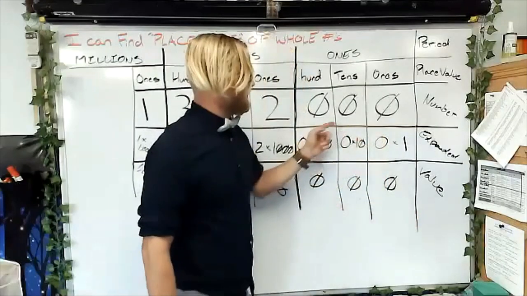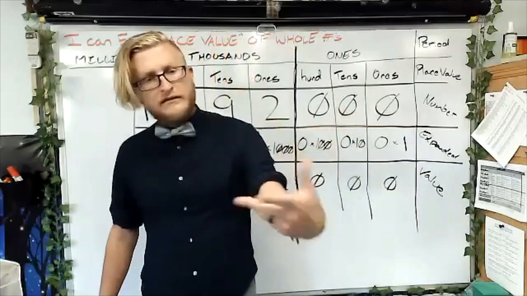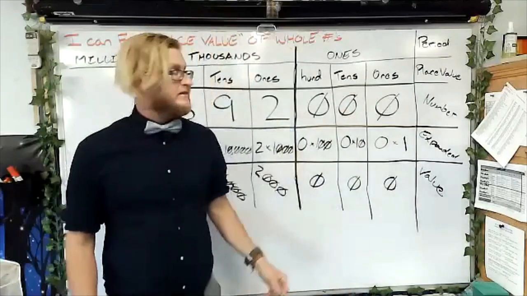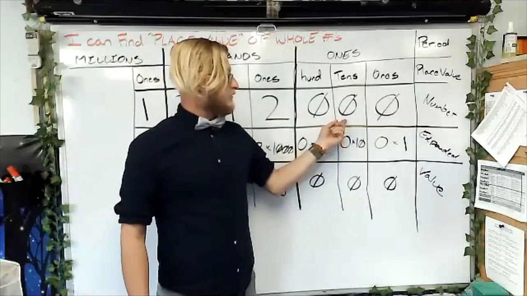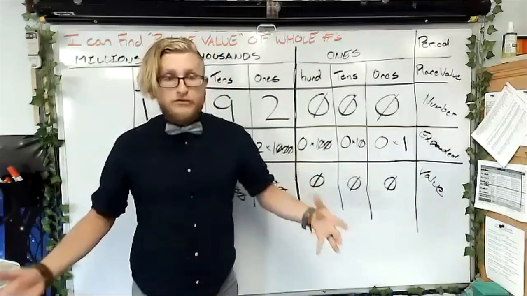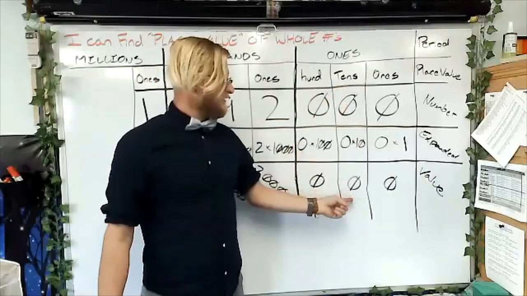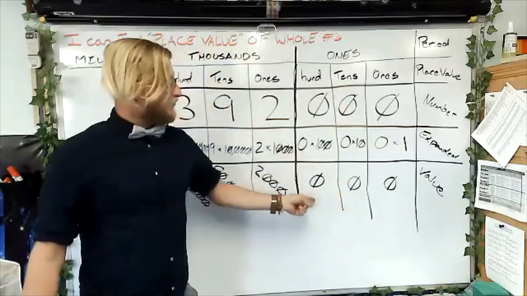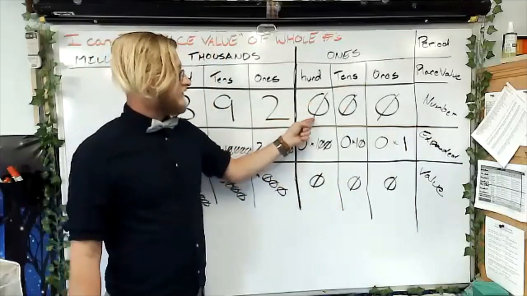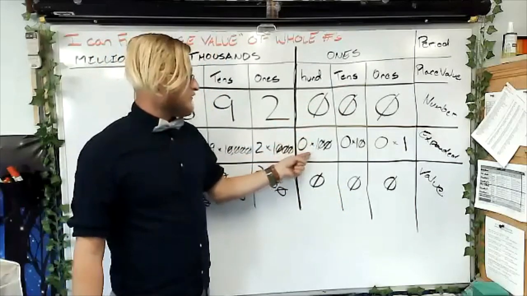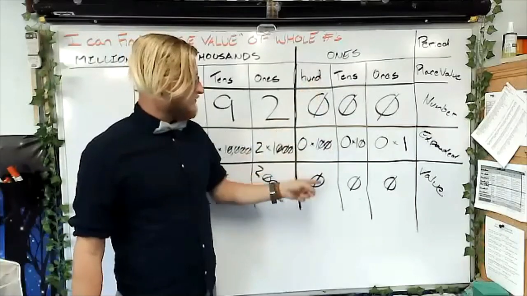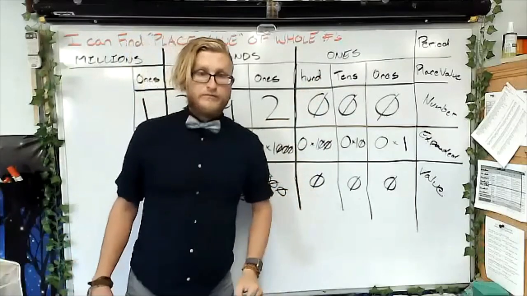Now we move to the tens. We have a zero in the tens. I'm going to use that same knowledge that Kate and Connor said already, that my zero in the tens place means that I have zero tens. So I'm going to take zero times 10, which is the place value, to get a value of zero. I'm going to replicate the same process. I have a zero in the hundreds. So zero times 100, which is the place value, gives me a value of zero.